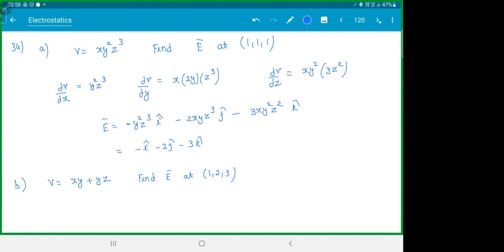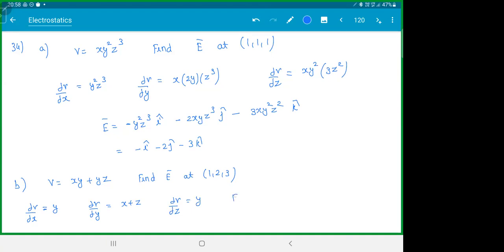∂V/∂x will be how much? There is no x here, so that will be 0. So that will be y. ∂V/∂y will be x plus z. ∂V/∂z will also be y. Agreed?